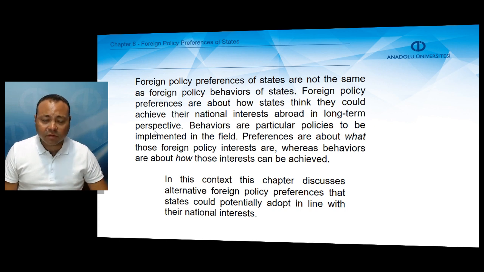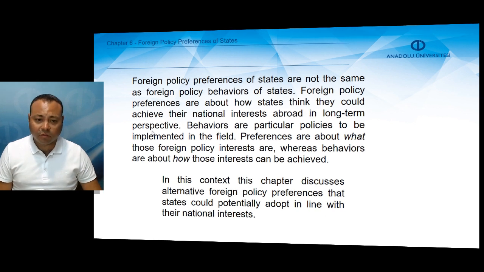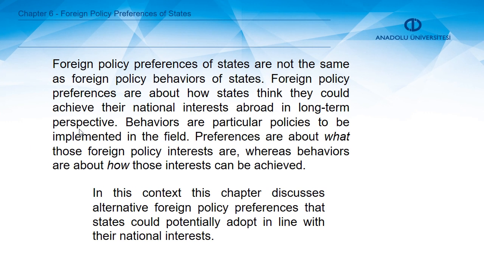Foreign policy preferences are about how states think they could achieve their national interests abroad in a long-term perspective. Behaviors are particular policies to be implemented in the field. Preferences are about what those foreign policy interests are, whereas behaviors are about how those interests can be achieved. In this context, this chapter discusses alternative foreign policy preferences that states could potentially adopt in line with their national interests.